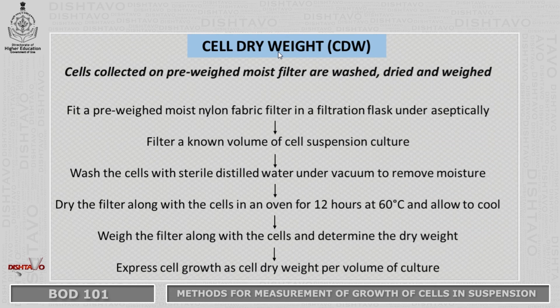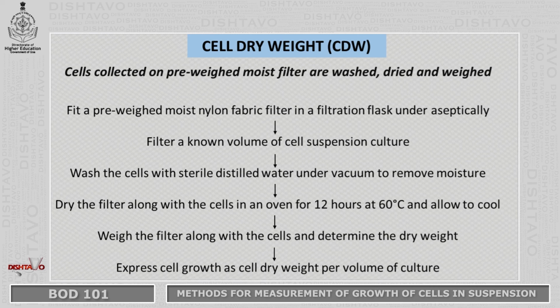Similarly, the cell dry weight is also determined following a similar protocol to that employed for cell fresh weight. Here, the cells are collected on pre-weighed moist filter paper which is of nylon fabric. It is washed, dried, and again weighed. Here, drying is important because we wish to determine the cell dry weight. Here, a pre-weighed moist nylon fabric filter is fitted into a filtration flask aseptically. We filter a known volume of the cell suspension culture. Further, the cells are washed with sterile distilled water under vacuum to remove any moisture.